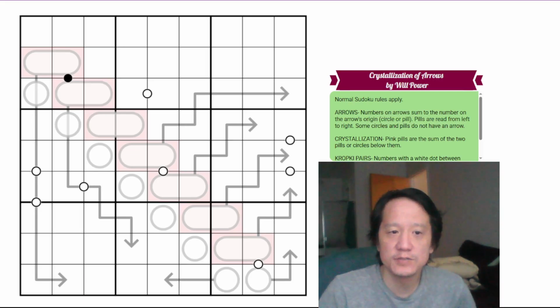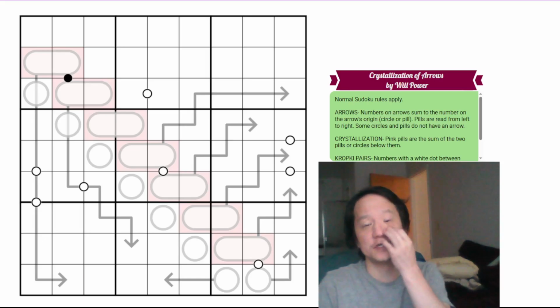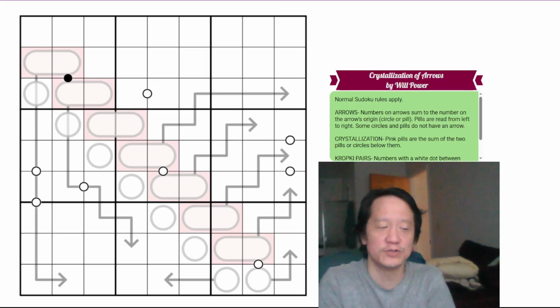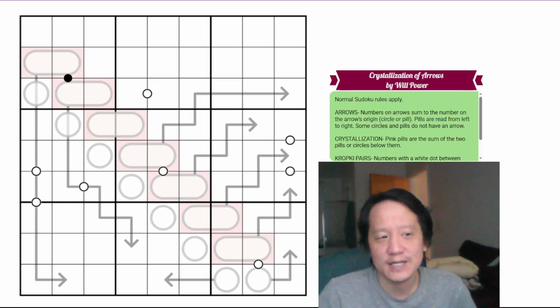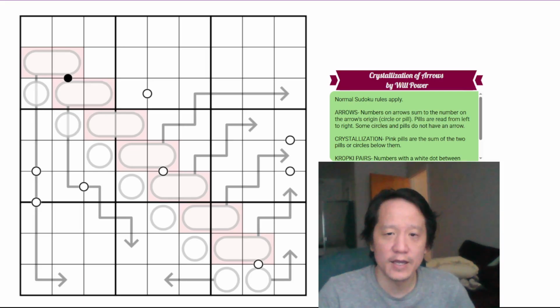And take that easiness with a grain of salt, because it's considered easy by the people on the Logic Masters Germany forum, and there's a lot of really smart people there. Today's puzzle is called Crystallization of Arrows by Will Power, and it's been a while since I've seen any of his crystallization puzzles. I've enjoyed all of them, so it's been fun. So hopefully this will also be fun. And let's get to the rules.